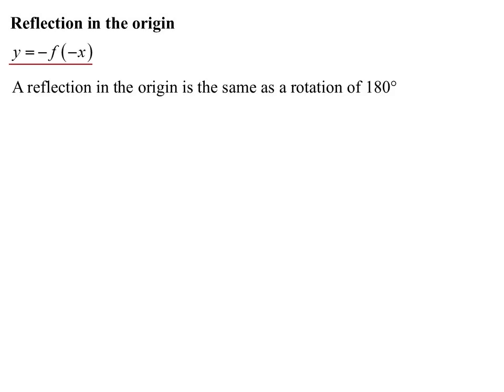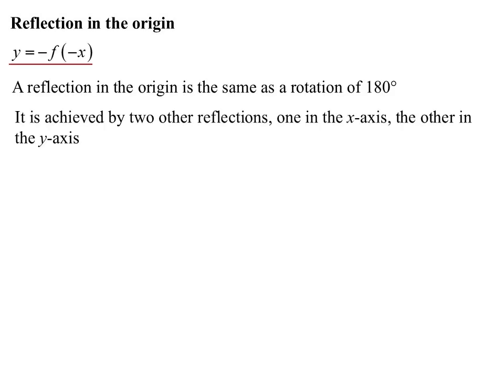Reflection in the origin. That is y equals negative function negative x. So it's a reflection in both the x-axis and the y-axis. If you look at it closely, what that basically is, is our definition for an odd function, when we said function negative x was equal to the negative of function x. That essentially is what I've got there, just written a little bit differently. So we should end up with a rotation of 180 degrees, just like an odd function.